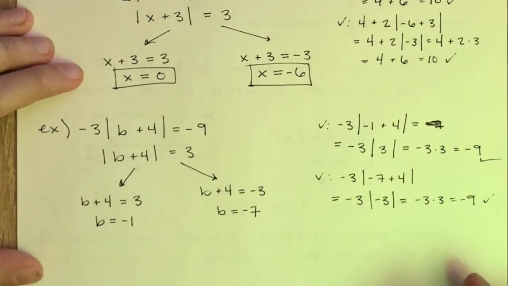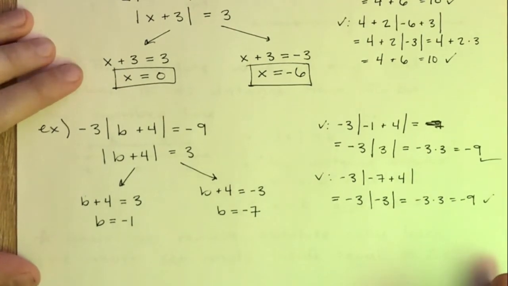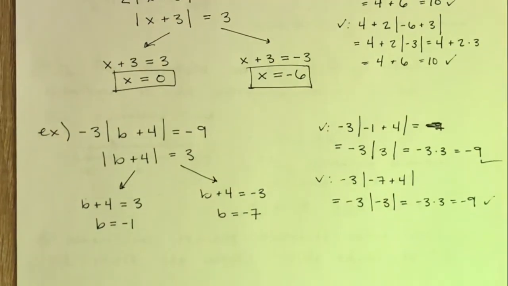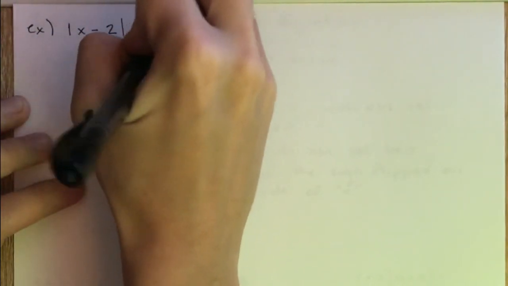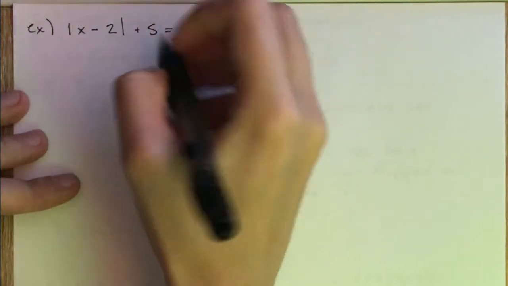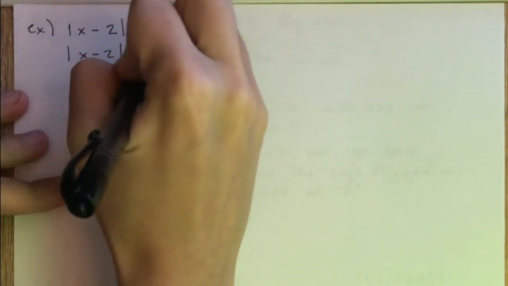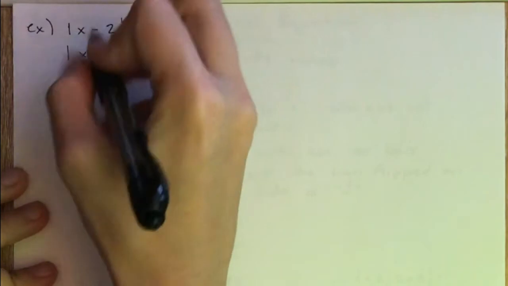You might be asking, why are we checking all of these? Do we need to do that every time? Is it not going to work sometimes? Let's see. Example. All right, let's say we've got the absolute value of x minus 2 plus 5 equals 3. We want to isolate, of course, so we subtract 5 from both sides. All right, we're isolated, so let's go ahead and split.